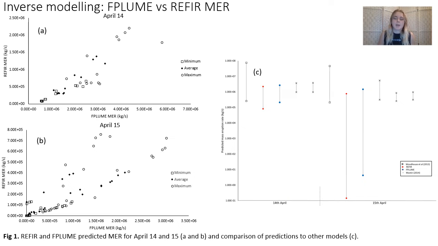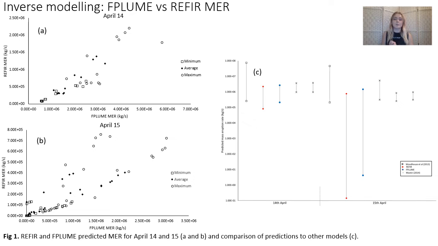F-plume and REFER predicted mass eruption rates are displayed in figures A and B. As you can see, F-plume mass eruption rate predictions are on the x-axis and REFER mass eruption rate predictions are on the y-axis. And REFER clearly underestimates mass eruption rate compared to F-plume. When comparing these estimates to other models, for example Woodhouse, both F-plume and REFER mass eruption rate predictions are underestimated. This was attributed to the use of a larger entrainment coefficient for beta, so 0.9 in the Woodhouse model and 0.5 was used in both REFER and F-plume predictions. F-plume and REFER predictions were also consistent with Mastin, who used the same entrainment coefficient for beta.